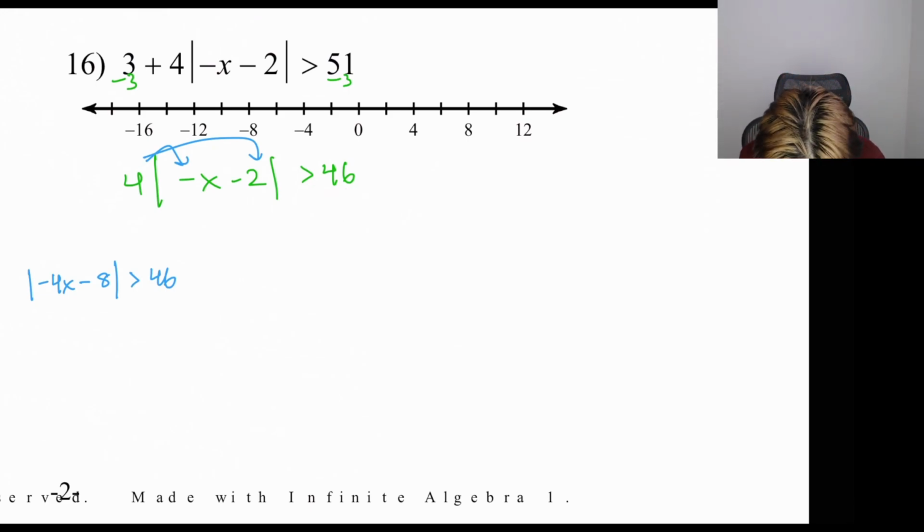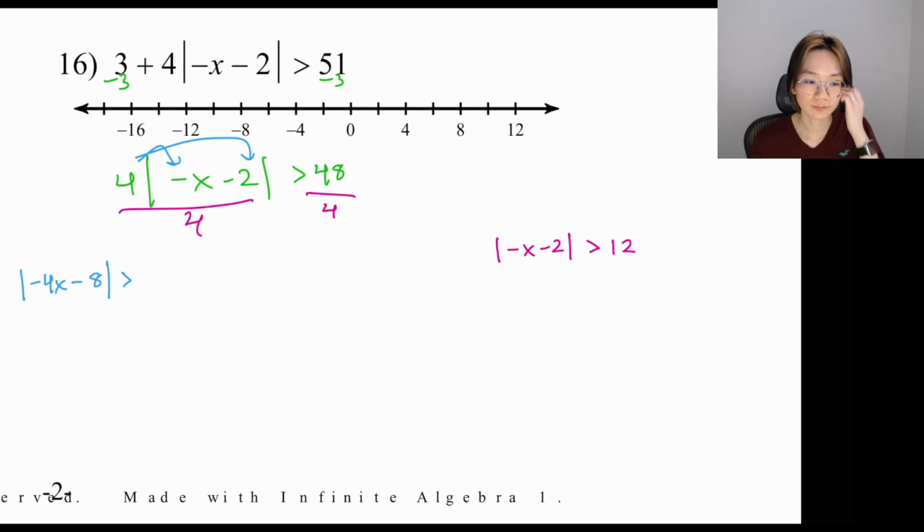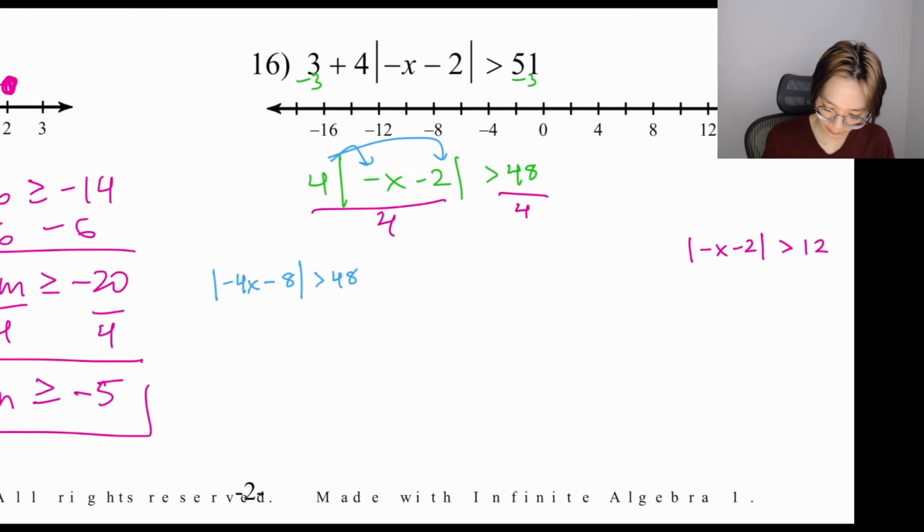Wait, that's supposed to be a minus 3. I thought that was minus 5 for some reason. So minus 3 is actually 48. So it is divisible by 4. So you have over here, absolute value of negative x minus 2 is greater than 12. And over here is 48.